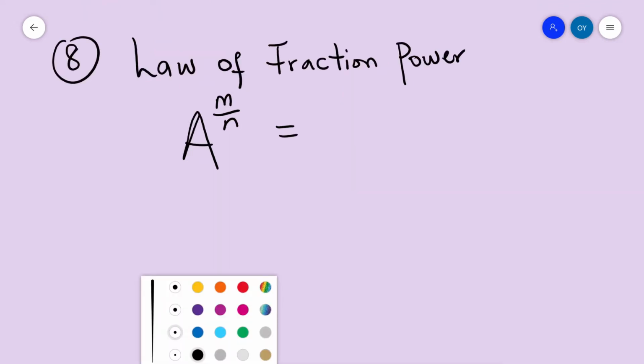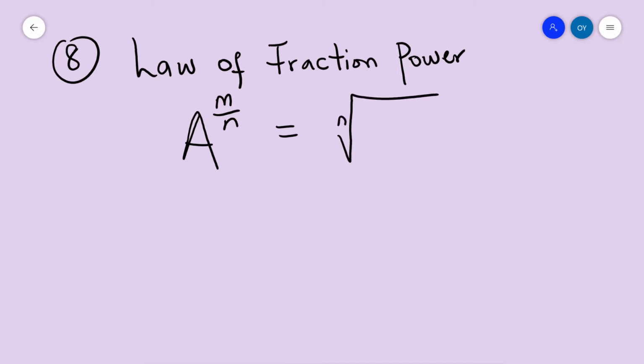The eighth rule is the fractional power. a to the power of m over n is written as an nth root. The denominator n talks about the type of root, which is the nth root of a, and the numerator represents the power of the whole term. So we have a to the power of m over n to be the nth root of a all to the power of m.